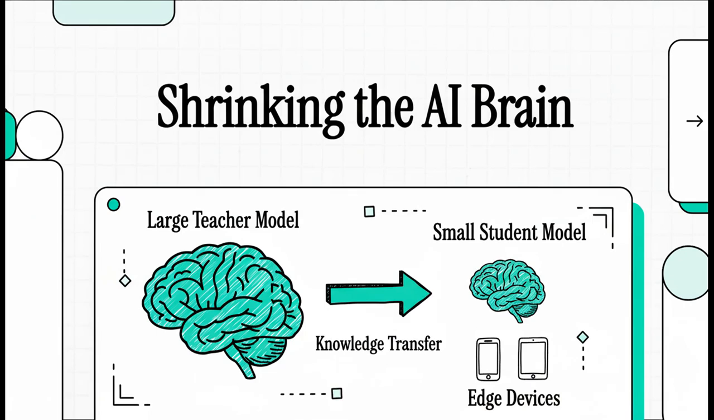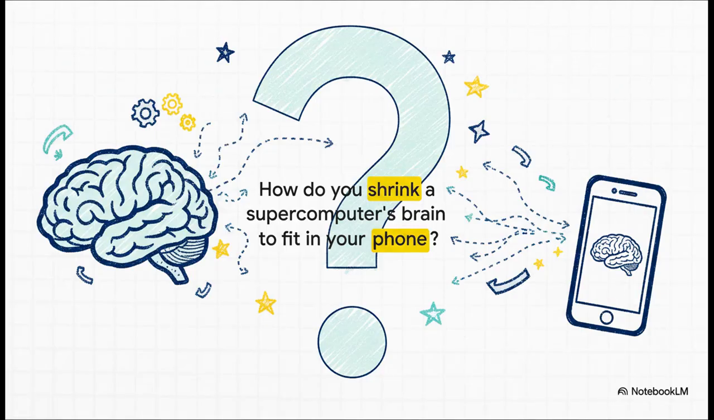Welcome to The Explainer. Today, we're diving into something really cool at the heart of modern AI, knowledge distillation. We're going to break down the magic trick of how engineers take these absolutely massive AI brains and shrink them down so they're small and fast enough to run right on your phone. Okay, so let's just jump right in.